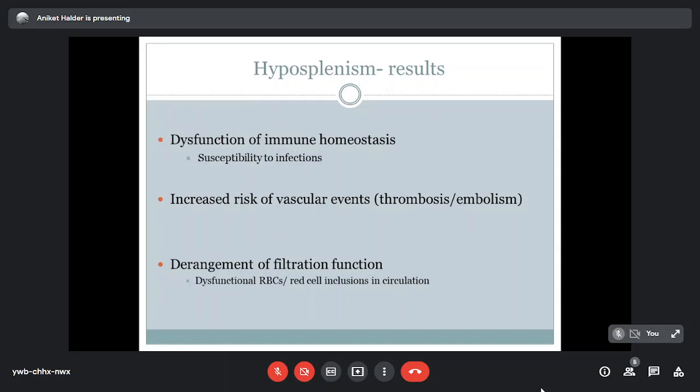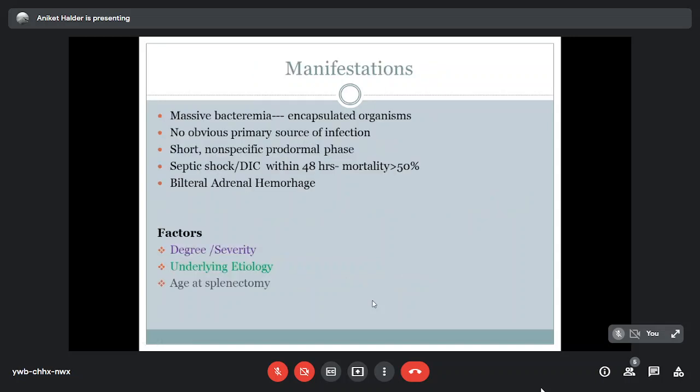The derangement of the filtration function is not of clinical importance, but still the dysfunctional RBCs or the red cell inclusions will be present in the circulation, and will be picked up during routine microscopy. And the manifestation of hyposplenism will depend on the severity of the decrease in splenic function.